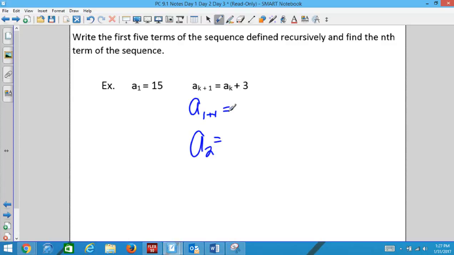So when I plug in 1, I'm now going to find the second term. Over here, a sub k, that's going to be a sub 1. So this means take 15 and add 3. So a sub 2 is 18. My second term is 18.